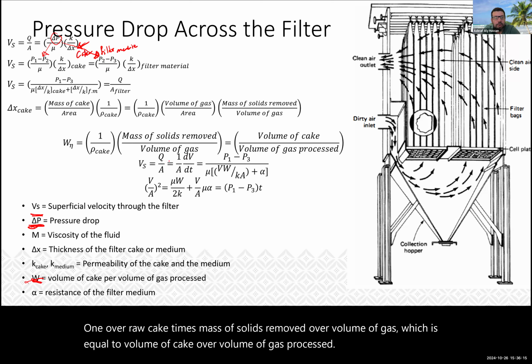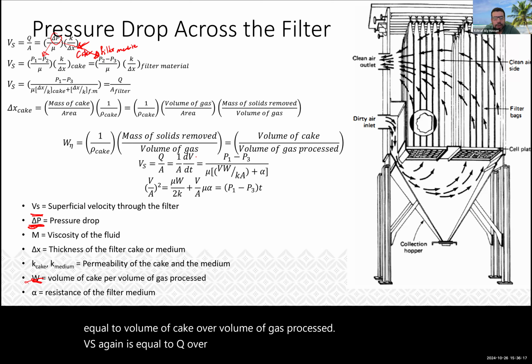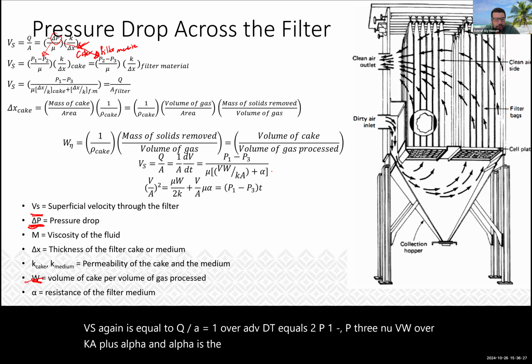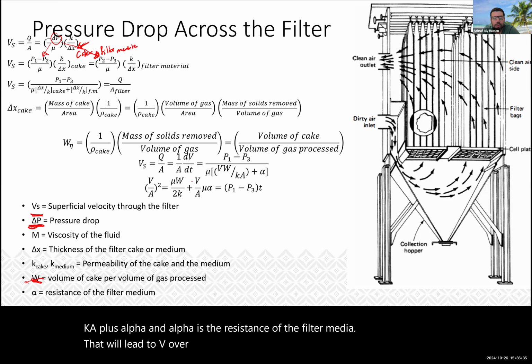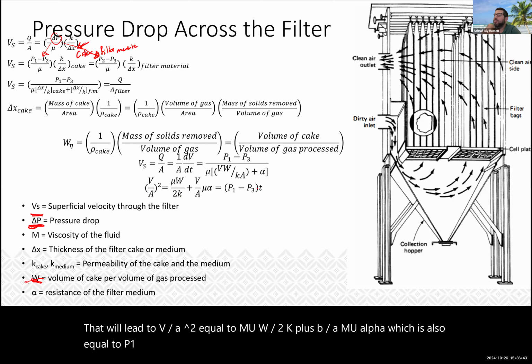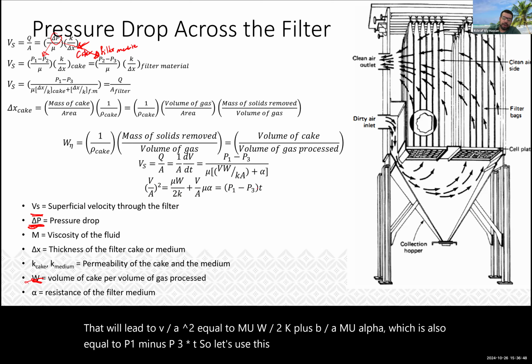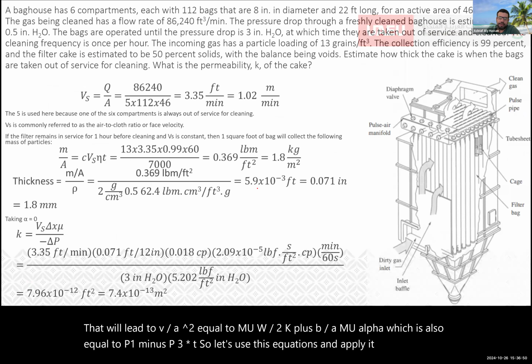Vs, again, is equal to Q over A, equals 1 over A dV by dt, equals P1 minus P3 over mu VW over Ka plus alpha, and alpha is the resistance of the filter media. That will lead to B over A squared equal to mu W over 2K plus B over A mu alpha, which is also equal to P1 minus P3 times T. So let's use these equations and apply them in an exercise.